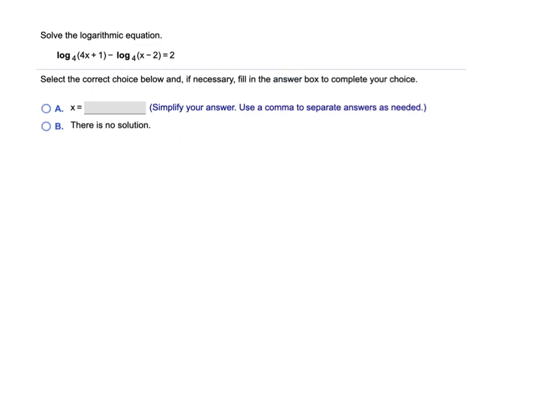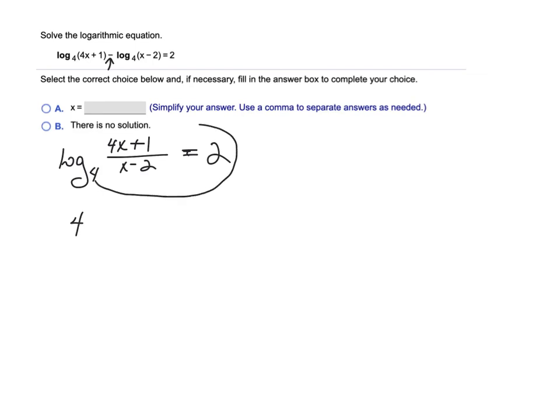Okay, and finally we have a log very similar to the last problem we had, except if you notice we have a subtraction between the two logs. So we do need to combine those into one log, right? And when it's subtracting right there, when you combine them into one log, you divide the terms. So we'll divide them, but it's still one log. Okay, so from here we can convert to exponential. Let's start with 4. 4 to the 2 equals that big old fraction.